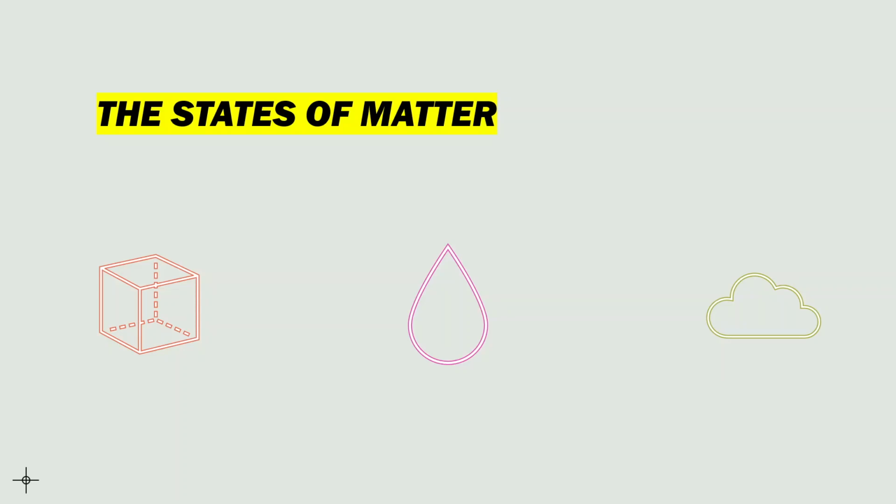Alright, the states of matter. So here we have some figures or shapes to represent the three states of matter that we're going to be talking about. Okay? So right here is the solid, and over here we have the liquid, and lastly we have the gas. All right, now to make this make a little bit more sense to you, in the case of water, we all know what water is, right?